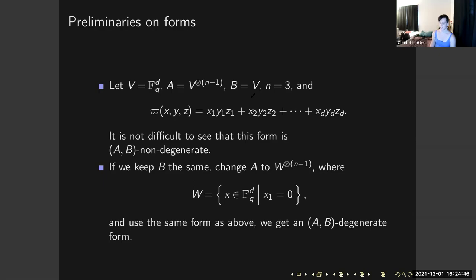So this is the ternary dot product, which is probably not hard to see why one would call it the ternary dot product. If we took all the z_i to be one, then this would be the dot product of x and y. And this is actually AB non-degenerate in this sense. And by symmetry, it's non-degenerate in every coordinate, although that isn't necessarily the case in general for ternary forms.